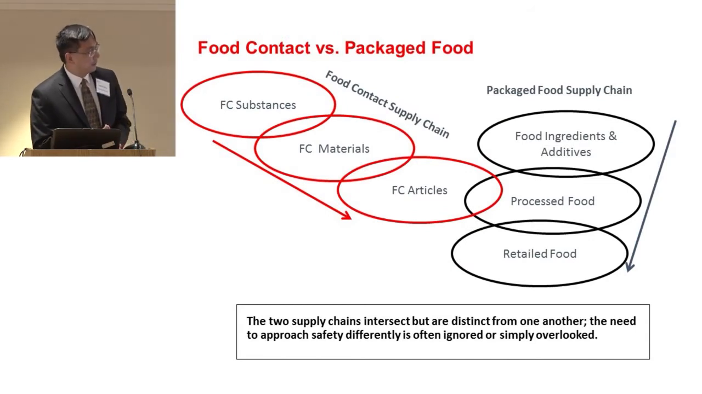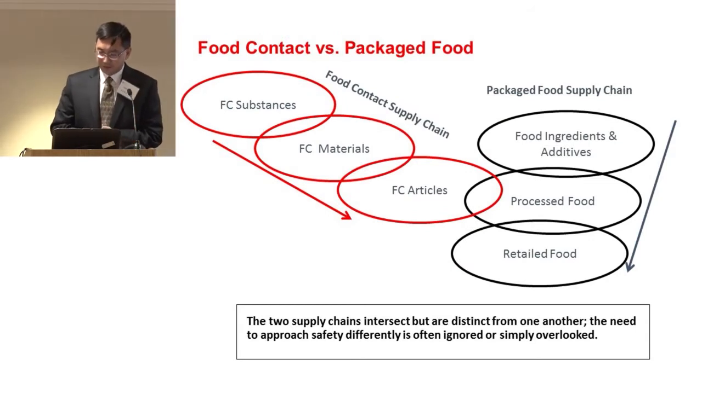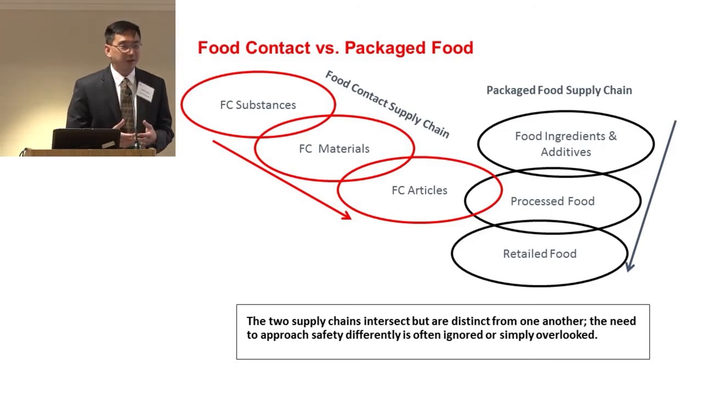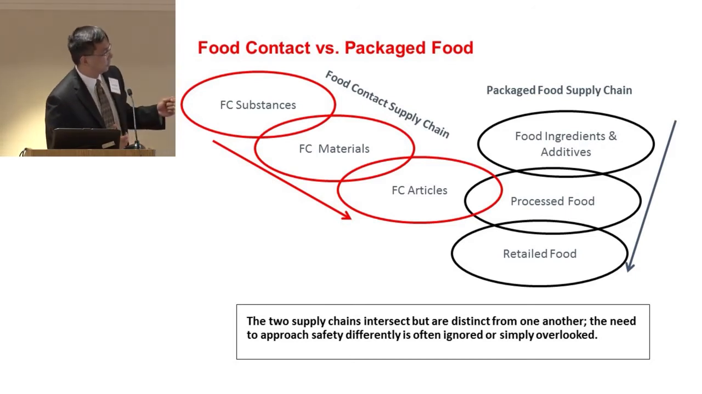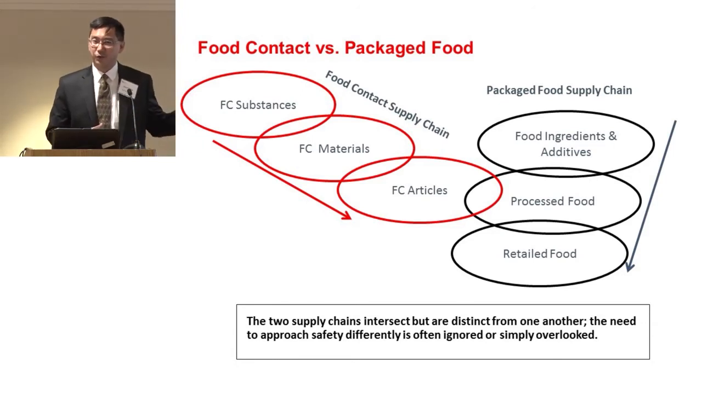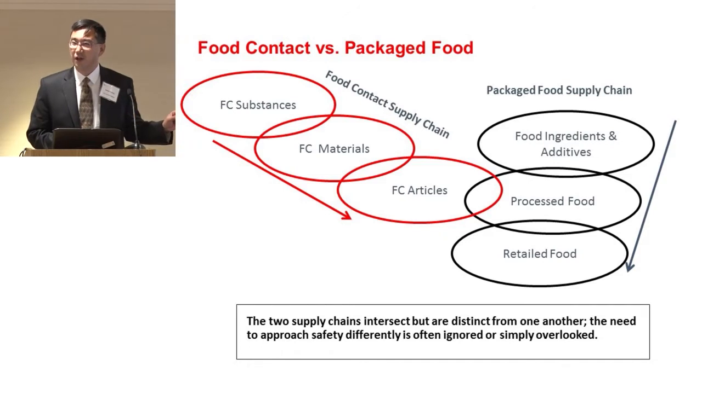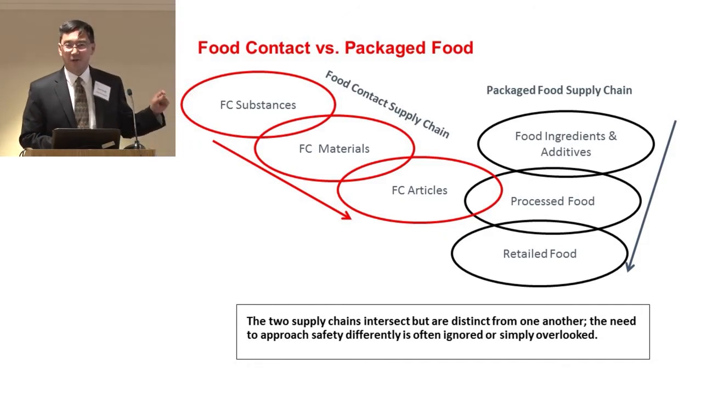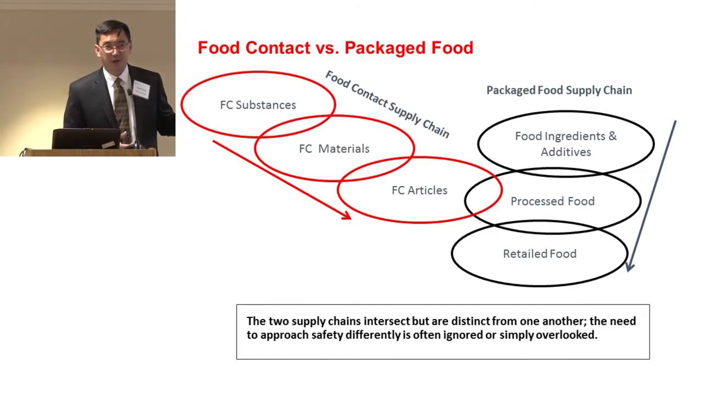The last thing is about food as consumed: the two supply chains are different. I think the problem a lot of the time is not only that people don't distinguish the different linkages in the supply chain, which is amply supported by the statutory definition, but also that it's a distinct supply chain from that of food, of the edible food.